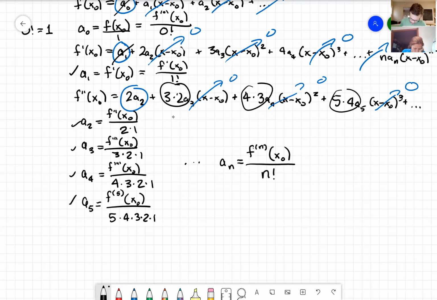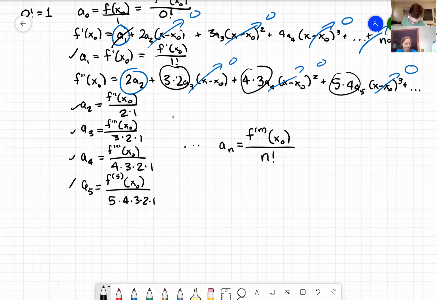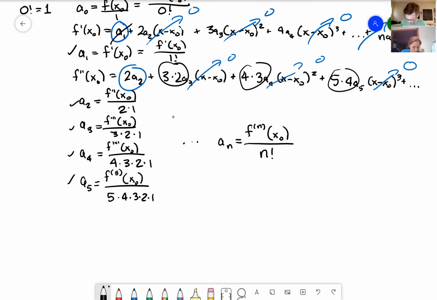We can think of 0 factorial as sort of the empty multiplication. What happens when you don't multiply anything? I won't try to justify it beyond that. I'll just say that this is the convention that people adopt. In part because of this formula right here that we get for the coefficients of the power series, or for the Taylor series.